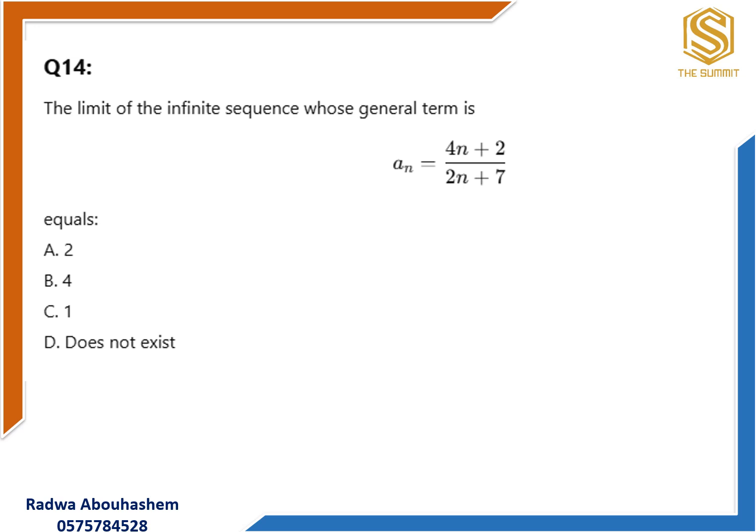Now, the limit of an infinite sequence whose general term is given. We're just dealing with the infinite sequence as we take the limit to infinity for any rational function here. So again, I'll just exclude anything other than the variable. So it's 4n over 2n, the same degree. So I'm just going to take the coefficient. So it's 4 over 2, which equals 2.